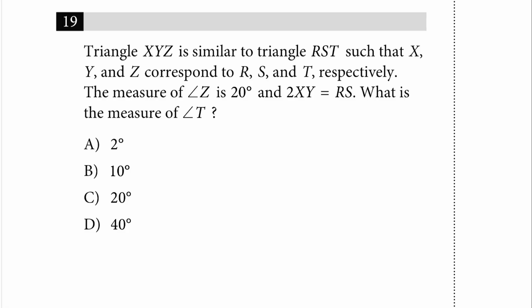Triangle XYZ is similar to triangle RST such that X, Y, and Z correspond to R, S, and T respectively. The measure of angle Z is 20 degrees and 2XY is RS. What is the measure of angle T? This one is actually a trick question as well. When it comes to angles and you have similar triangles, the angles will actually correspond and there's really no work for this. If Z is 20 and it corresponds to angle T, then T is also going to be 20.